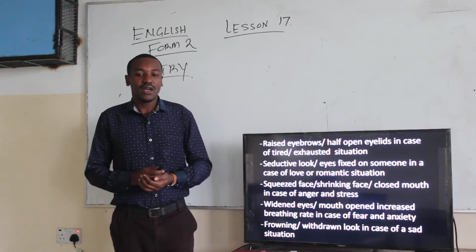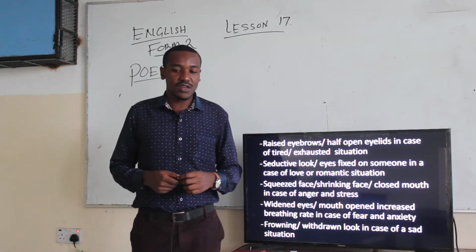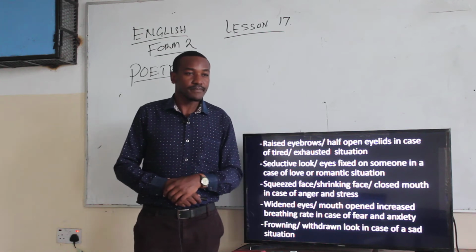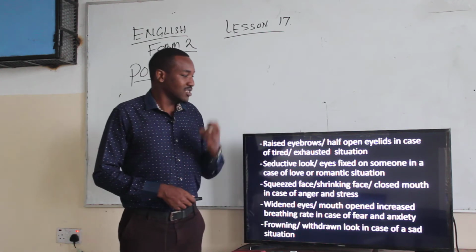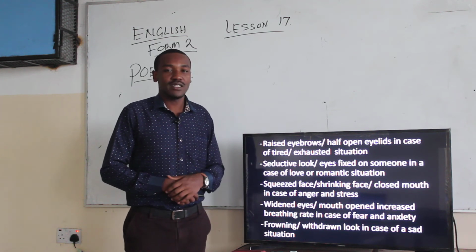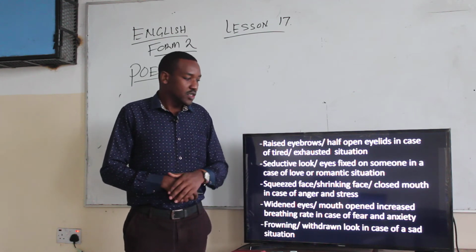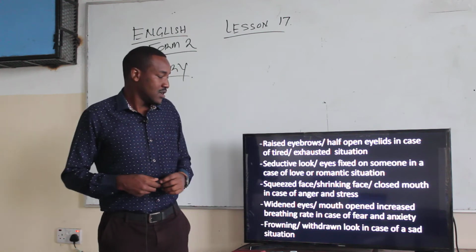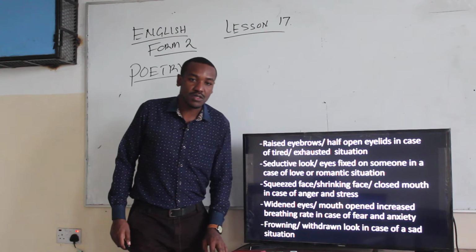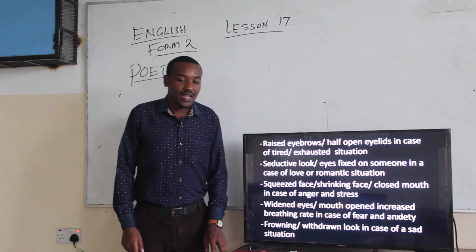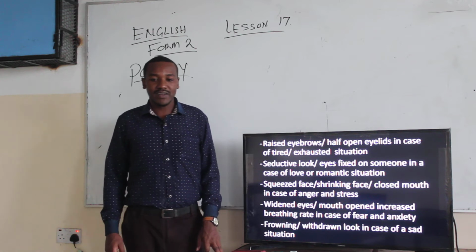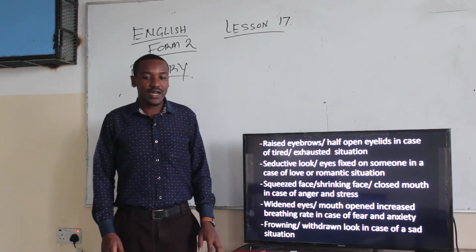Those are the eyes. Then a squeezed or shrinking face, with a closed mouth, in case of anger and stress. Sometimes you bite your teeth together seriously. You become less communicative. You use very few words, a yes or a no response, to kill any conversation that's getting to you. Widened eyes, or an open mouth, and an increased breathing rate in case of fear or anxiety.